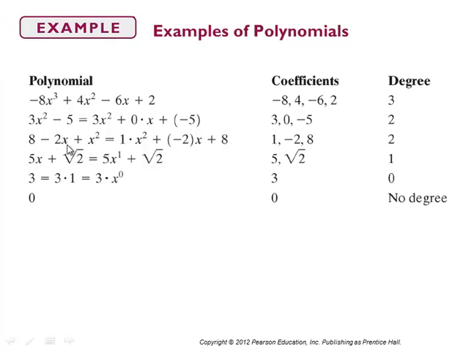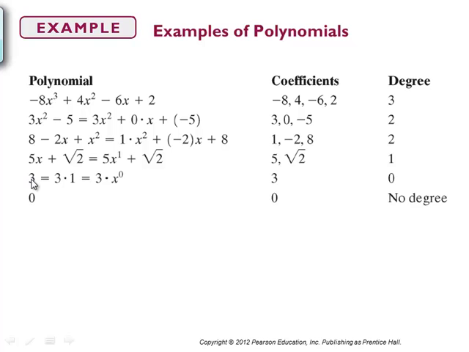8 minus 2x plus x squared, just rewrite that in descending form, and that x squared could be thought of as 1 times x squared plus negative 2x plus 8. So this is in descending form, where the powers are descending as you go from left to right. And you have coefficients of 1, negative 2, and 8. Second degree polynomial. Over here, we've got 5x plus square root of 2. This is a first degree polynomial with coefficients of 5 and square root of 2.